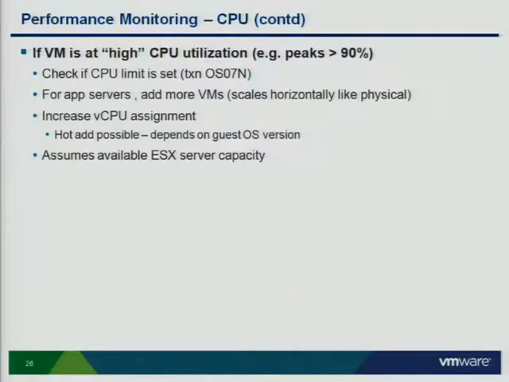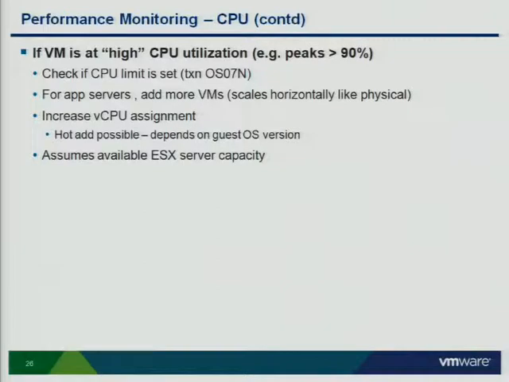Now, obviously, if you have a CPU bottleneck, what do you do with SAP? It's pretty straightforward. For app servers, you can just scale horizontally and add more app server VMs. That's what the benchmarking test showed: it scales horizontally. You can also increase the vCPU assignment of the individual VM, and hot add is possible depending on the guest OS.